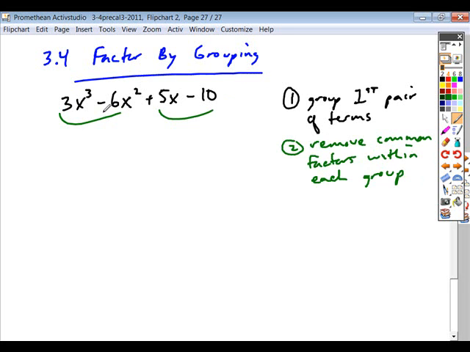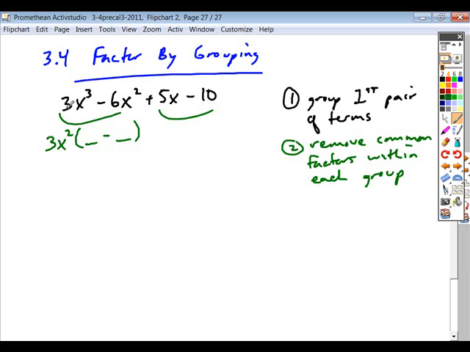So if we look at this first pair of terms, what common factors can we remove? A 3 and an x squared. When we remove those two, whatever's left is going to have the same form as this original. So the original is one group minus another group. So when we remove a 3x squared, we should be left with something minus something else.